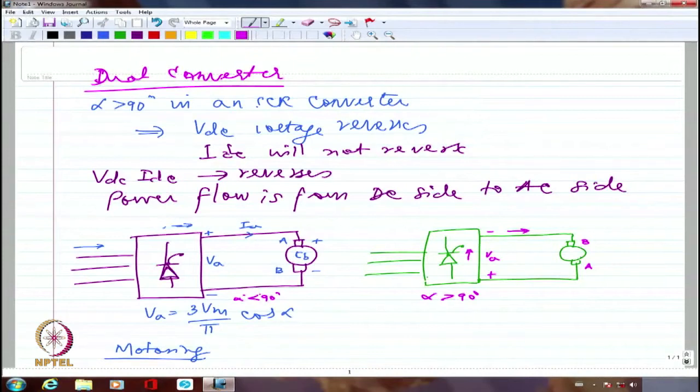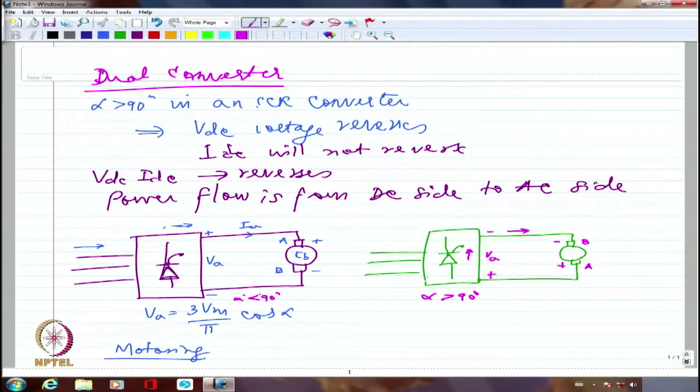So if I am able to handle it, I would be able to feed a significant amount of power. So I would like to experiment with this and then make A and B in the reverse direction. So I am going to have plus here and minus here. Please remember, I have not changed the field current direction. I have not changed the speed direction.